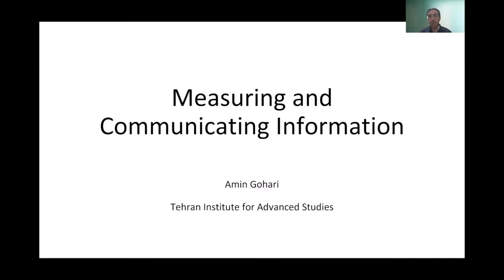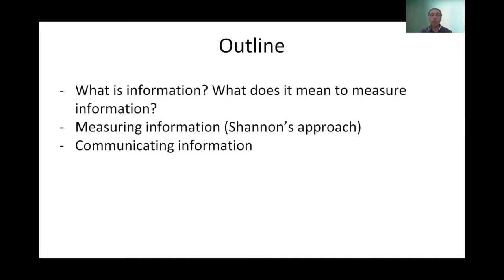This is the outline of my talk. First, I will talk about information itself. What is information and what does it mean to measure information? Then I will discuss a particular approach for measuring information, that is Shannon's approach. And in the last part, I will talk about communicating information. So let us begin with the first part.